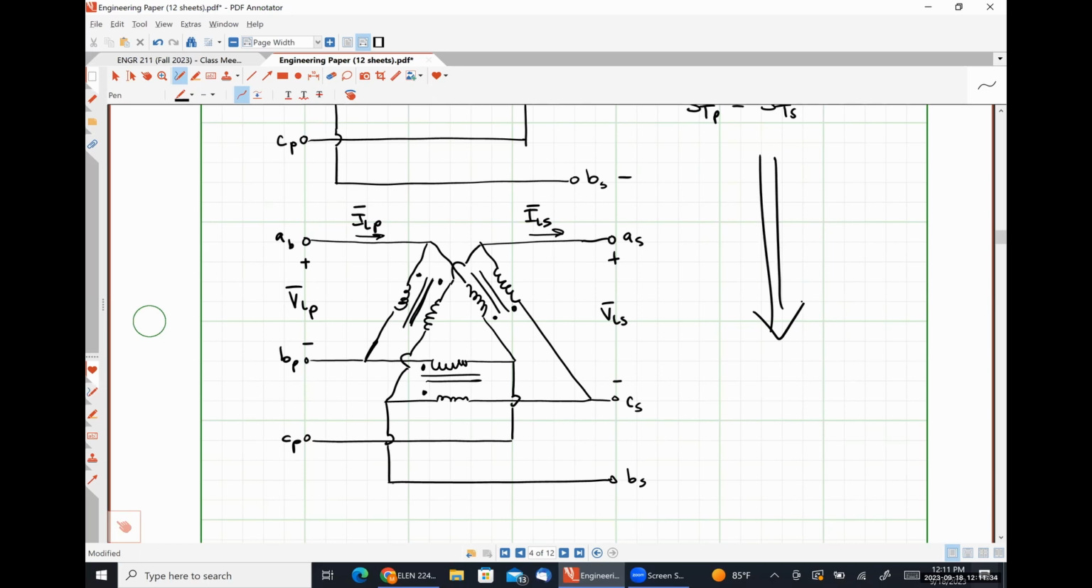Yep. So this is obviously a delta delta, and I hear murmuring from the front row that, oh God, yes, there can be a delta Y and vice versa. That one, the delta to Y transformer is actually the easiest one to draw. Yes, Gabriel.